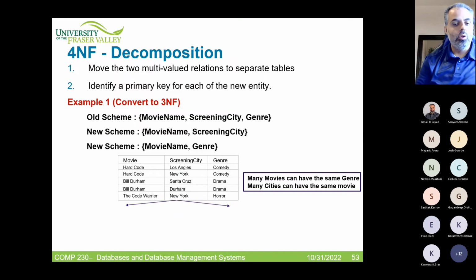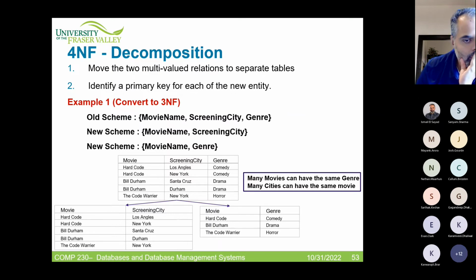So I would always want to decompose it in this case into two different tables, where maybe this is a mistake here. It should be fourth normalization, not third. So it is a type of mistake here.